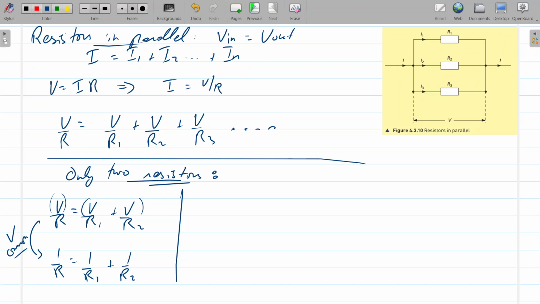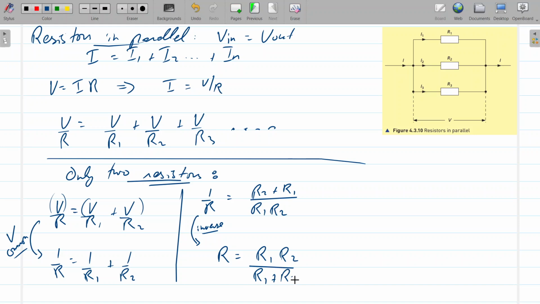Right? Then you do the math. So you take an LCM. So 1 over R equals, you've got R1 plus R2 over here. Sorry, R1 times R2. And you've got R2 plus R1 over here. Right? And then you take an inverse of both sides. So you get R equals R1 R2 over R1 plus R2.